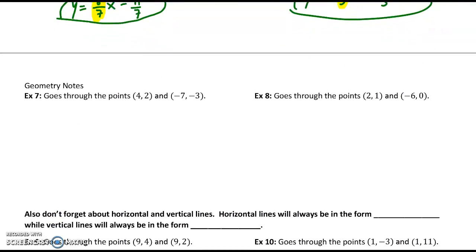A couple more of these. Goes through the points 4, 2, and negative 7, negative 3. Okay, so these get a little harder. They did not give you the slope this time. However, we've done this already. Can I find the slope if I'm given 2 points?